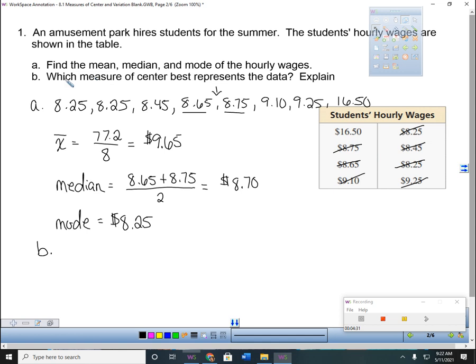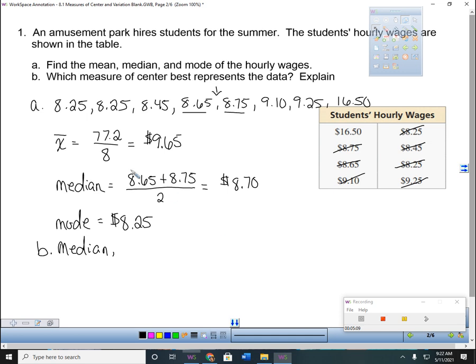Part B, which measure of center best represents the data? And then we're going to have to explain why. Well, if you look at your average, 9.65, if I put that where it would go right here, that is way higher than all my other data. So that's not a very good representation of my data set. The median is 8.70, okay? And then my mode is 8.25. Well, that's way down here, way lower than most of my data set. So the median is the best representation of my data.